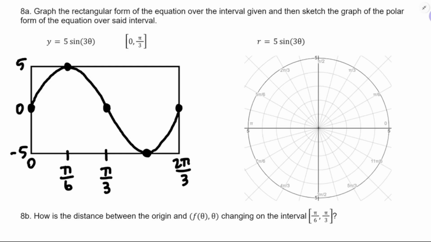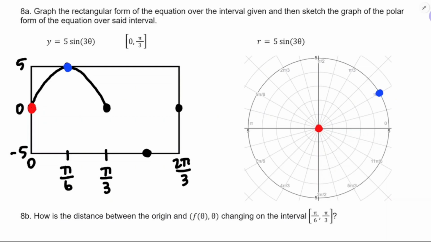Okay, but wait, we were only graphing on 0 to pi over 3, so let's get rid of that. That's not really what we're interested in. When theta equals 0, r equals 0. When theta equals pi over 6, r equals 5. So I'm going to go to pi over 6, which is right there. Go out 5 circles. 1, 2, 3, 4, 5. And there I'll have some graph.